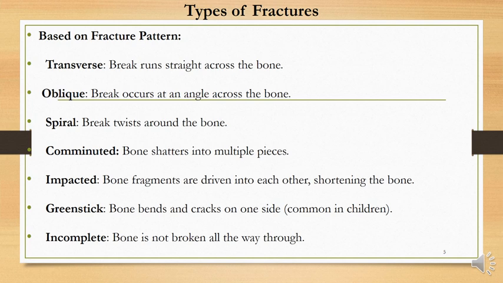We have the impacted, where bone fragments are driven into each other, shortening the bone. While the greenstick, the bone bends and cracks on one side, common in children. This greenstick fracture is mostly common in children. We have the incomplete, where the bone is not broken all the way through.